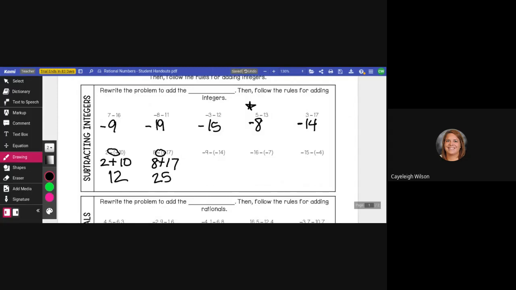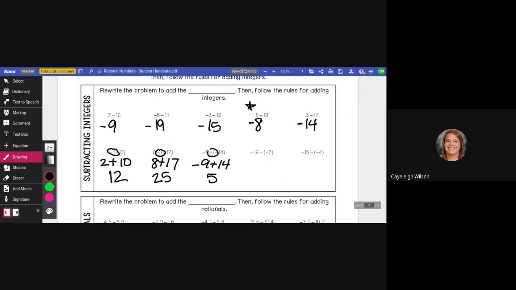All right, this next one, negative 9 minus negative 14. So once again, minus a negative becomes plus a positive. And that becomes negative 9 plus 14. And negative and positive, they're different signs, so I subtract. So 14 minus 9 is 5. 14 is bigger, it's positive 5.